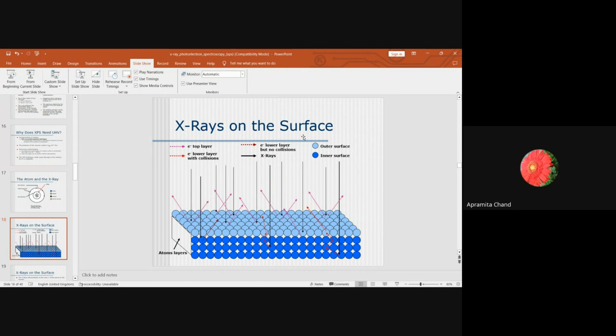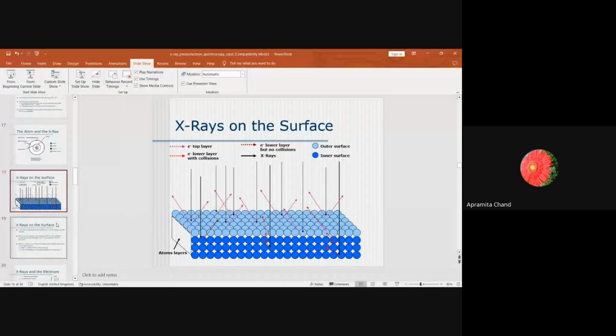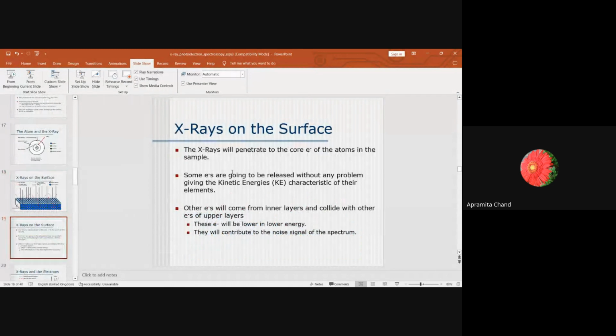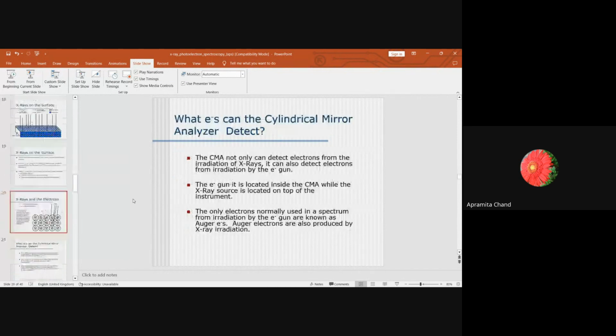So these are the X-rays on the surface, okay? And as they are penetrating to the core electrons, they are getting emitted, but they are also colliding with the upper layers, and when they are colliding with the upper layers there is noise. Okay, so some electrons will be released without any problem, which will give the kinetic energies that is characteristic of their elements, and other electrons will come from the inner layers and collide with the other electrons of the upper layers.